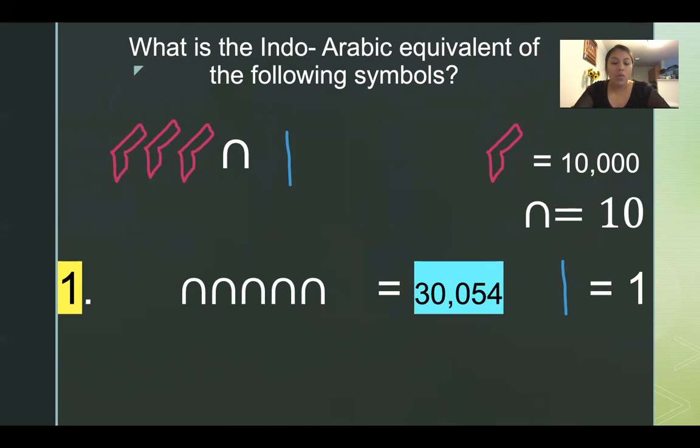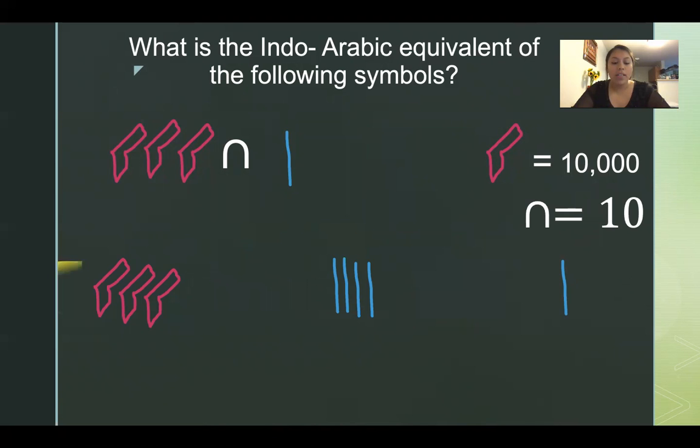Now that we know what each symbol represents, let's look at the problems given to us. We are given 3 fingers pointing down in the pink, and 5 upside down U's, and 4 straight lines, like shown above. Okay, so the one to the left shows us how many symbols we have, and we have to add that up.